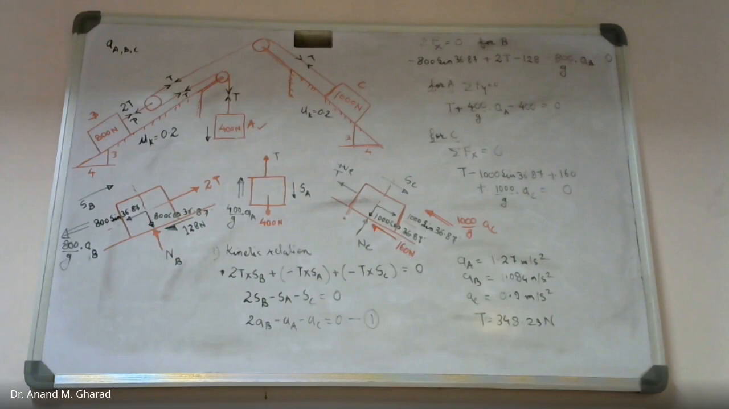So based on the free body diagram, you are supposed to identify the motion of the blocks. Okay, you are supposed to assume certain parameters which I have told you, and accordingly you are supposed to proceed, right?